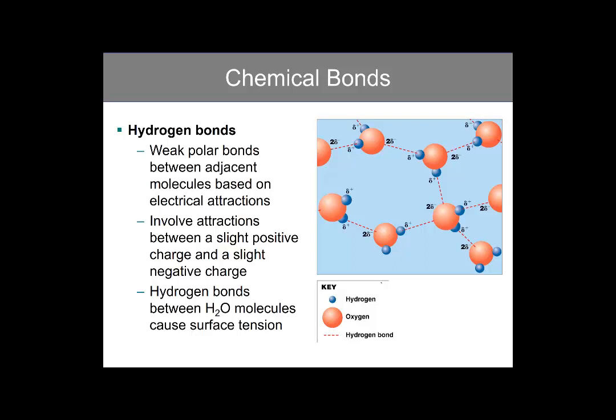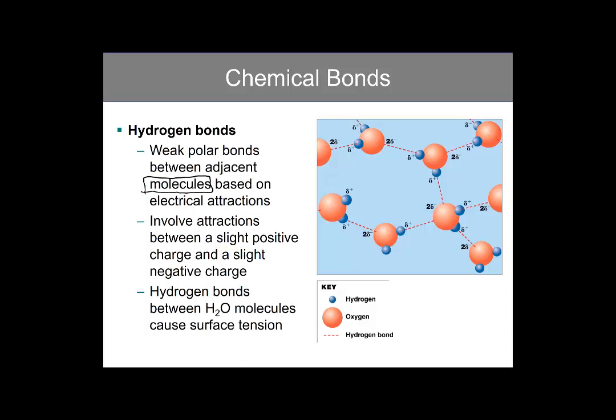The last type of bond discussed are hydrogen bonds. Hydrogen bonds are weak polar bonds between adjacent molecules. So here's the first distinction. The previous 2 bond types discussed involved bonding between atoms. In the case of hydrogen bonding, you have a bonding between molecules. And it's based on, again, the electrical attraction.